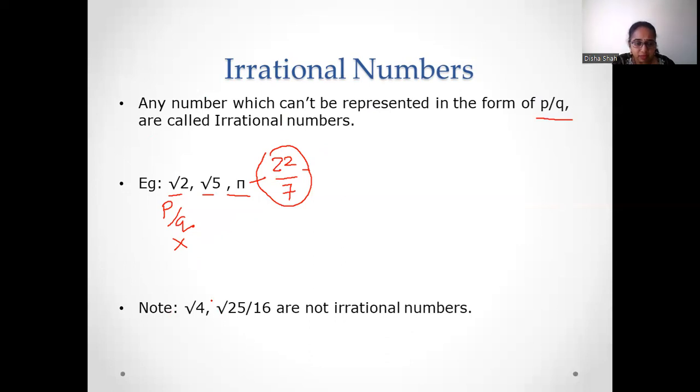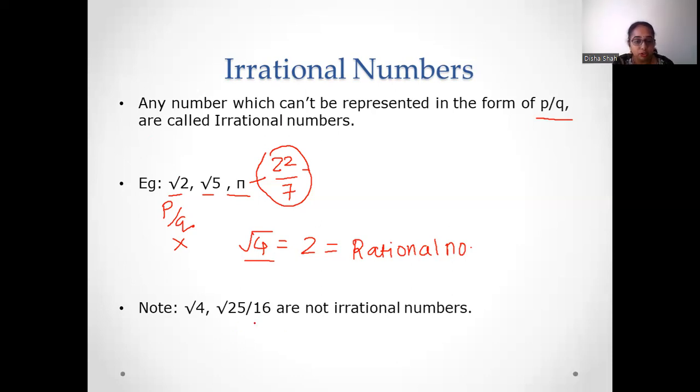Okay, अच्छा, √2 is an irrational number. What about √4? Can I say √4 is an irrational number? No. What is the value of √4? √4 is nothing but 2. Is 2 an irrational number? No. 2 is a natural number and hence it is a rational number. So similarly, if 2 is a rational number, then √4 is also a rational number. So √4 is not an irrational number.